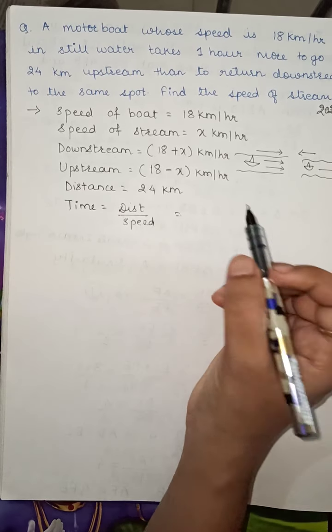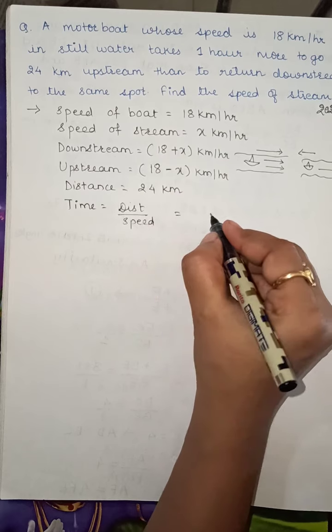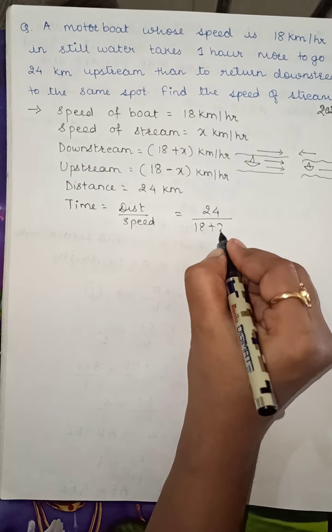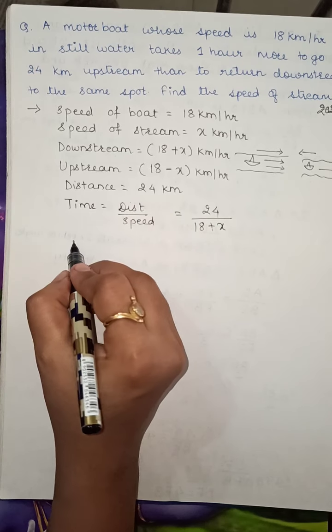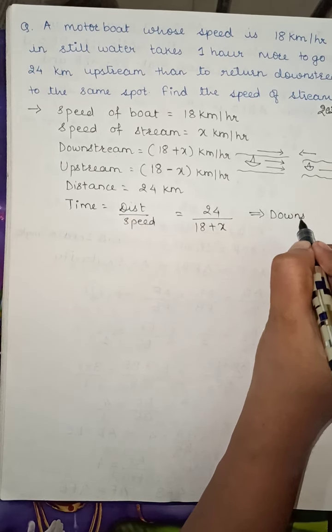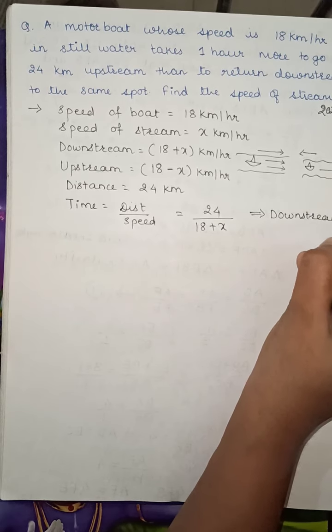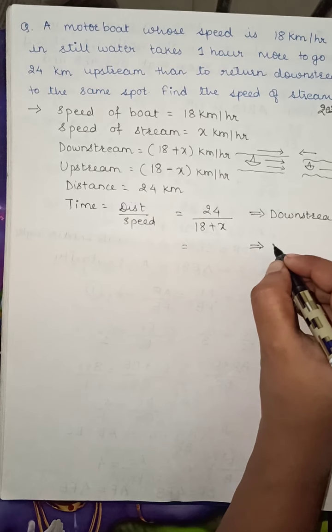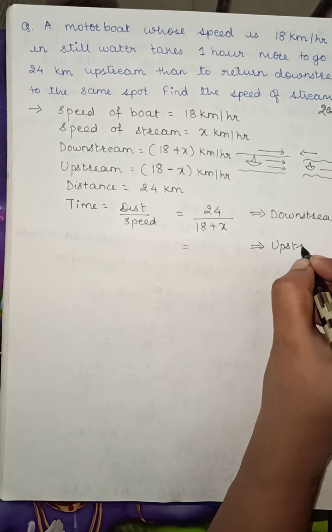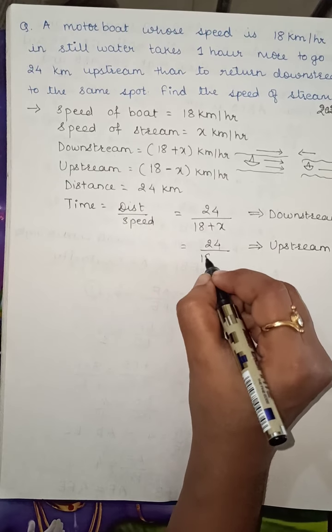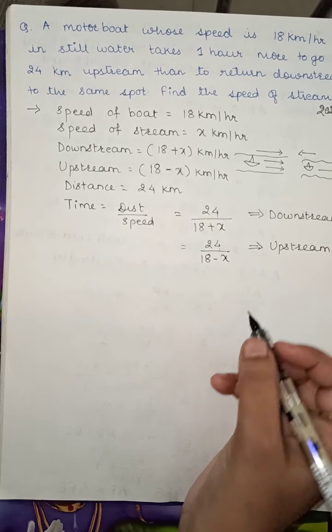Now, in case of downstream, the distance is 24, whereas the speed is 18 plus x. Whereas this is for your downstream, and when the boat is going upstream, in that case, the distance is again the same, but the speed will be 18 minus x.